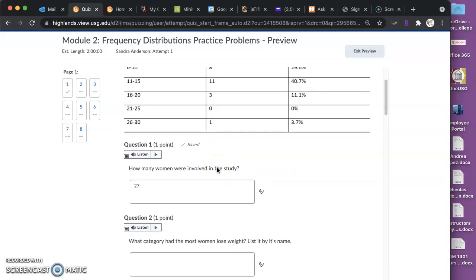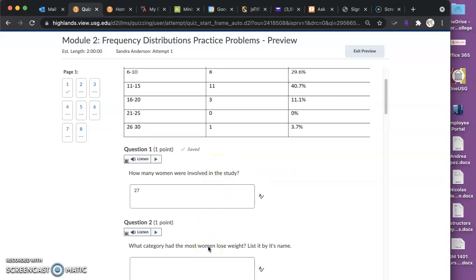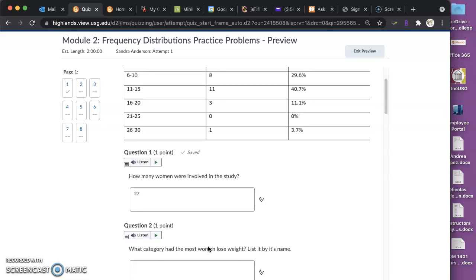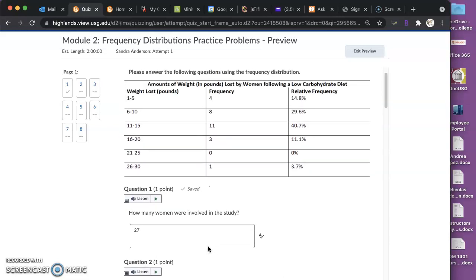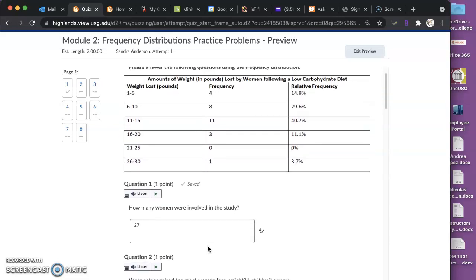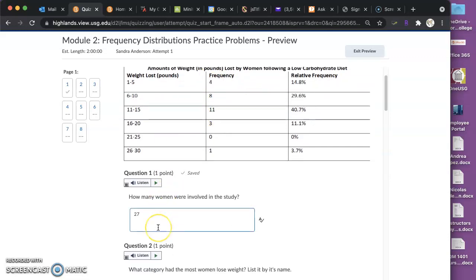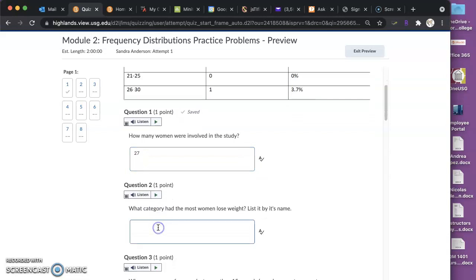So remember that. In what category had most women lost weight? Well, the most is 11 because 11 women lost between 11 and 15 pounds.